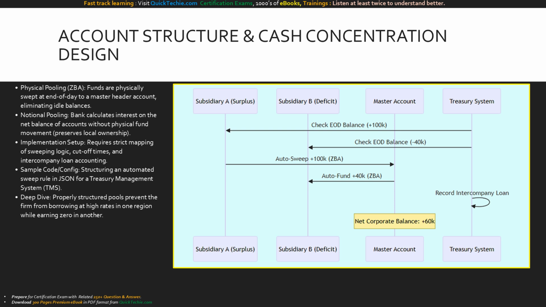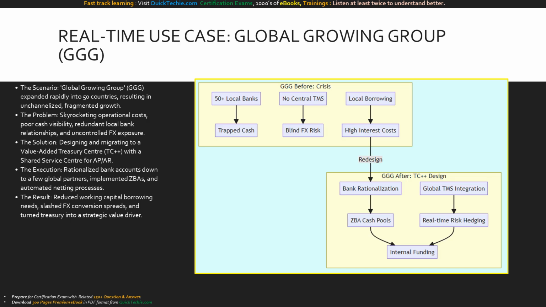For those configuring this in a TMS, your backend rule might look like a simple JSON snippet: rule type, ZBA sweep, source, SUBA, target, master, trigger, EOD, retain amount, 0. This is how modern treasury automation is executed. Let's apply everything we've learned to a real-time use case.